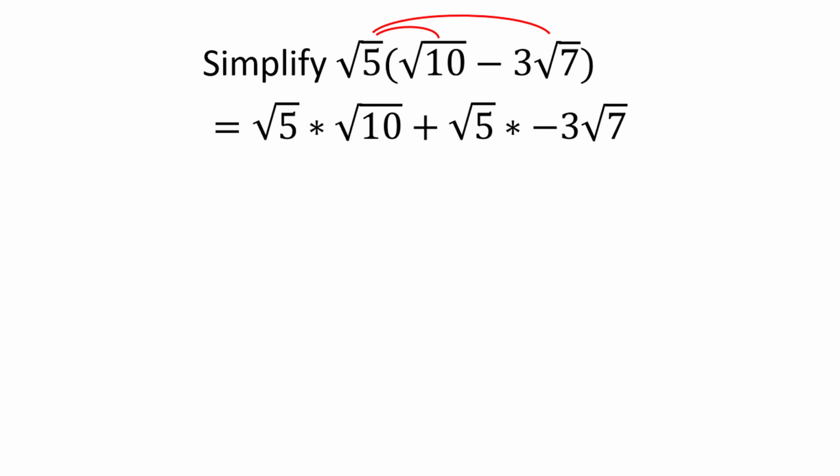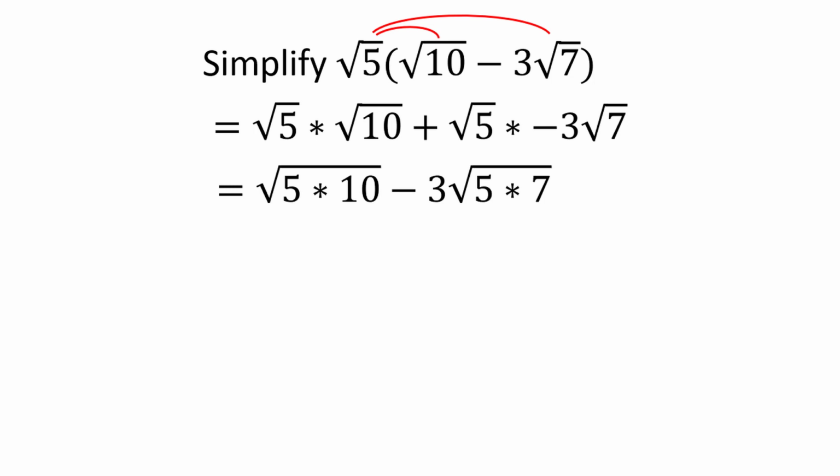Recall that one of the properties of square roots is that if two square roots are multiplied, then you can multiply their insides together. So this could be rewritten as the square root of 5 times 10 minus 3 times the square root of 5 times 7. This simplifies to the square root of 50 minus 3 times the square root of 35.